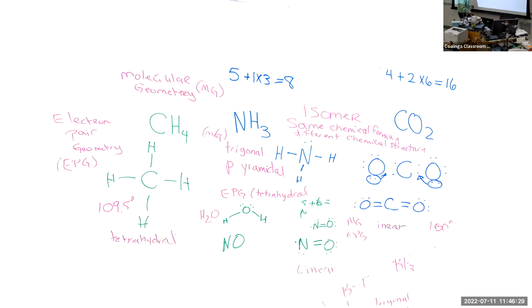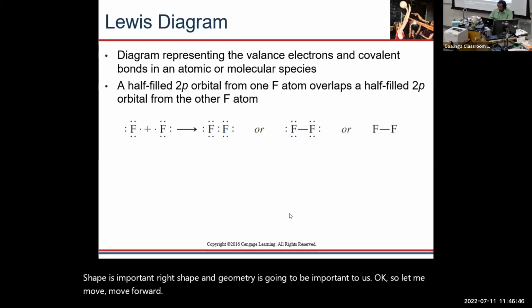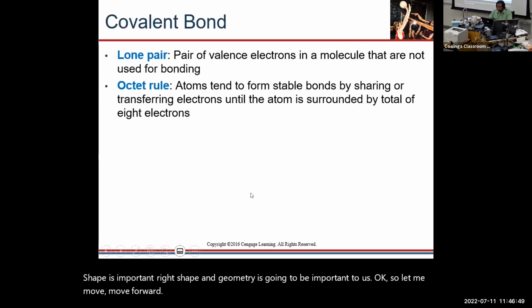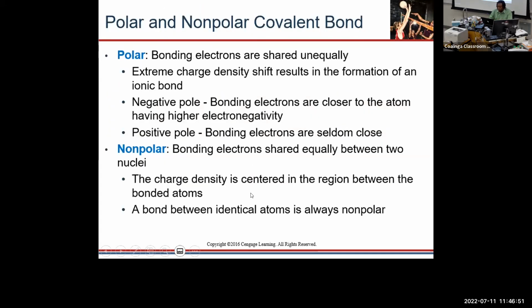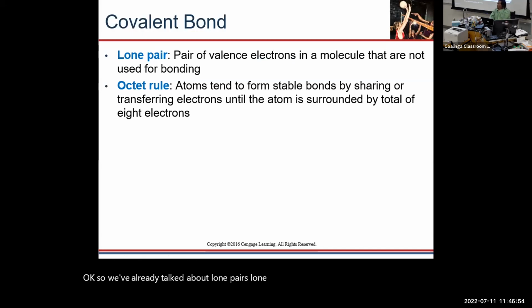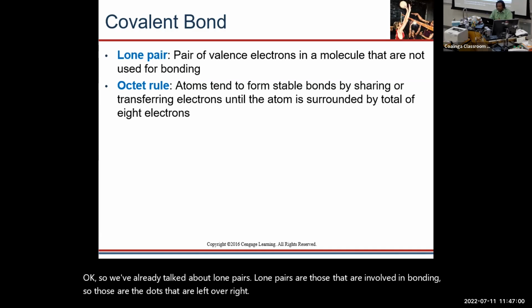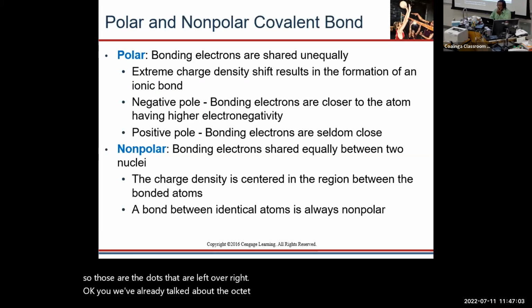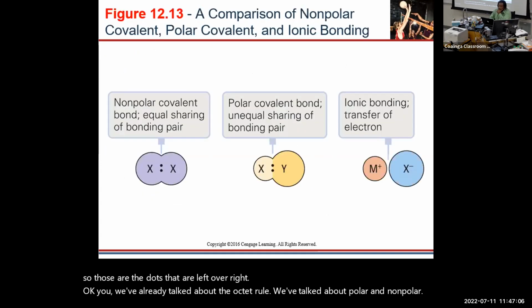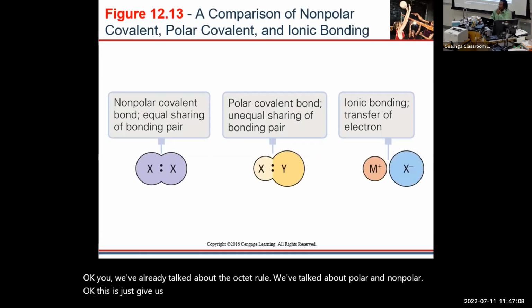Okay, so shape is important, right? Shape and geometry is going to be important. Okay, move forward. So we've already talked about lone pairs. Lone pairs are those that aren't involved in bonding, so those are the dots that are left over, right? We've already talked about the octet. We talked about polar and non-polar. This is just giving an example of polar and non-polar.